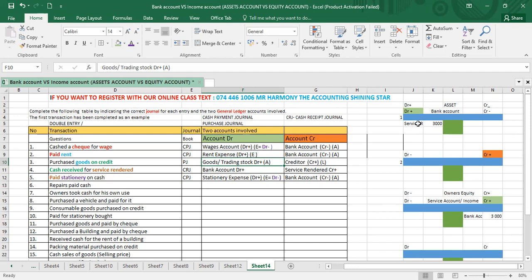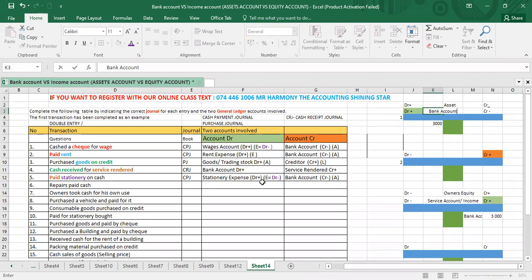So when we are going to be doing it here, let us start with the bank account. We know that bank is an asset, and an asset increases on the debit side when something is coming into our business. An asset decreases on the credit side when we sell something out of our business. So the bank account is an asset. We write bank account here.